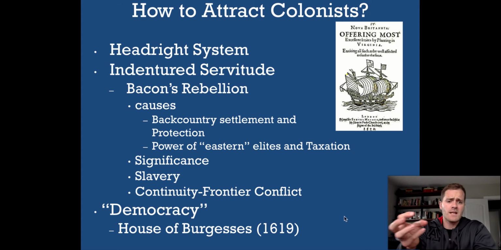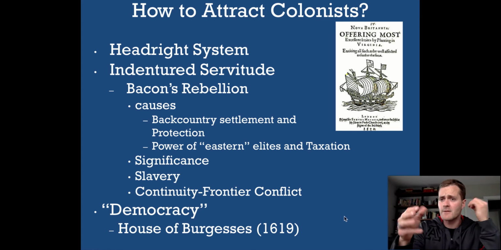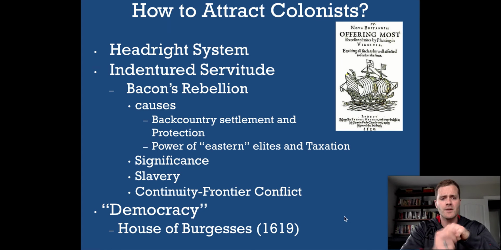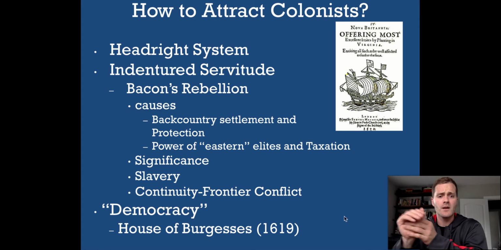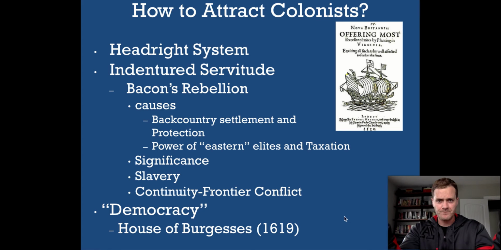The headright system is basically the statement that we will give you land for you and more land for every indentured servant you bring with you. What this means is that somebody who has some semblance of wealth can pay for themselves to come to the New World, pay for 8, 10, 12, 20 indentured servants to come with them to the New World, and they're going to be given a plot of land based on how many people that they bring with them. This is going to motivate people to then bring more labor, because more labor equals more land.